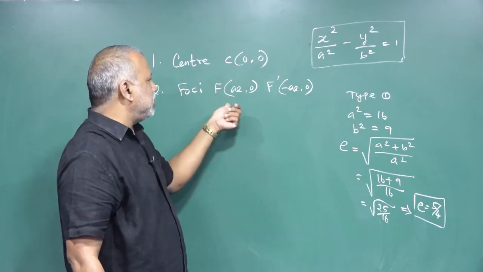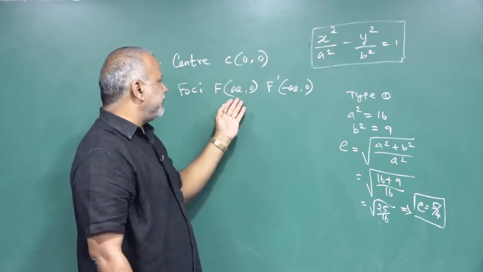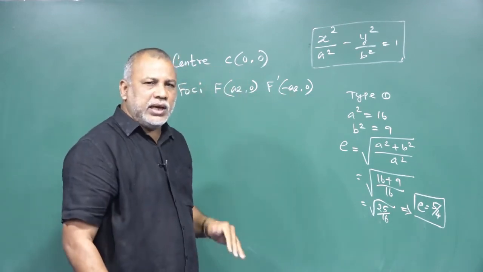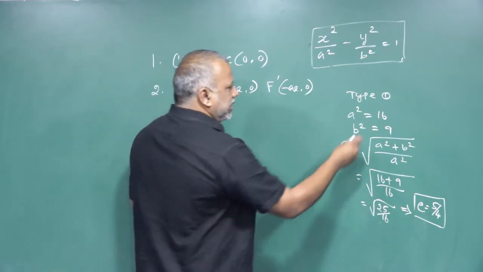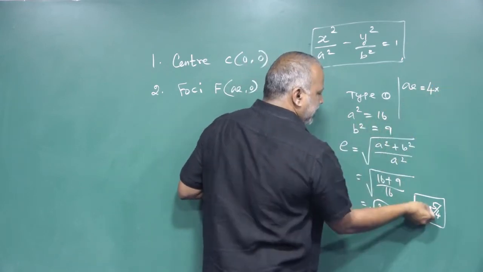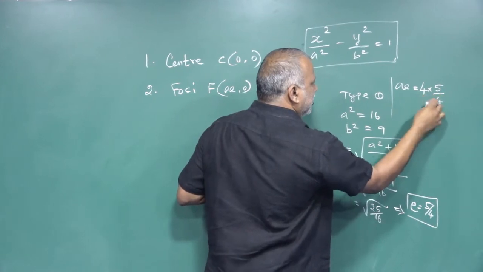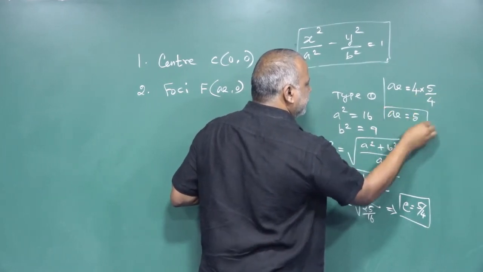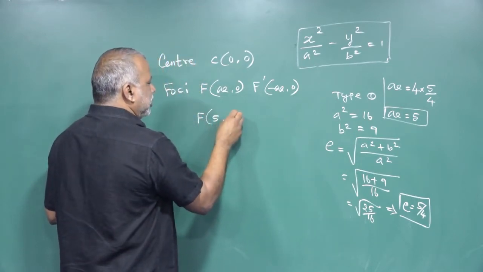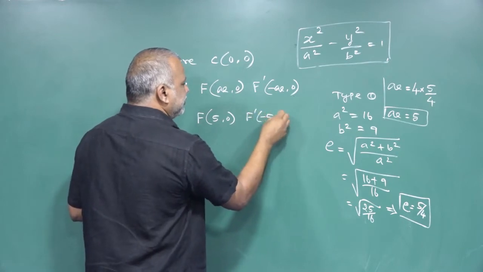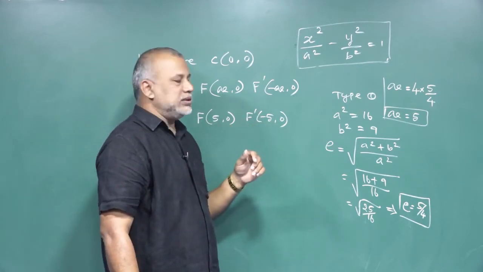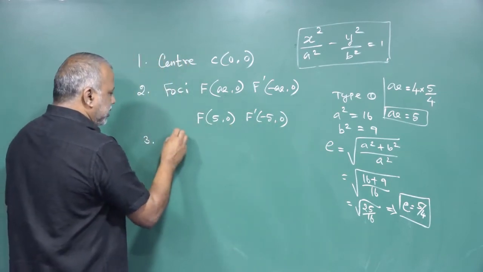So center is (0, 0), and we have two foci. One is called F (ae, 0), another one is (minus ae, 0). If you just draw the diagram, you can recall everything. Here we want ae. a we already worked out as 4, and e as 5 by 4. The 4 cancels, therefore ae equal to 5. That means F is (5, 0) and F dash is (minus 5, 0). So the second result, foci (5, 0) and (minus 5, 0). Then point number 3, vertices.